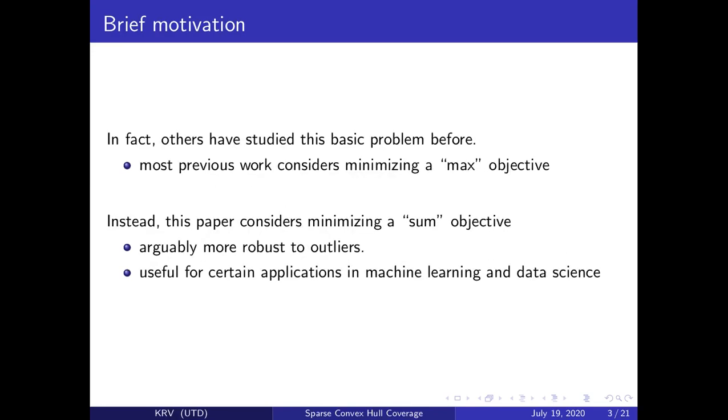It is natural, and in fact others have studied this before, and most previous work considers minimizing a max objective, which we'll see in a second. Instead, in this paper we're going to consider minimizing a sum objective, which arguably is more robust to outliers and useful for certain applications in machine learning and data science.